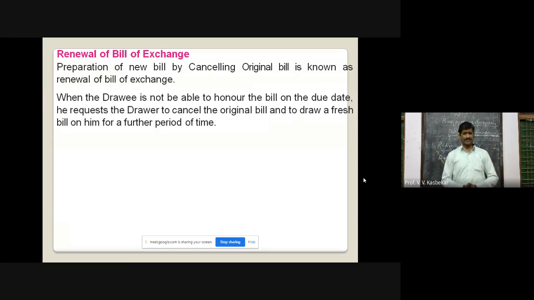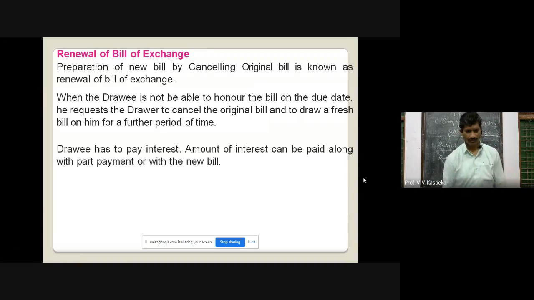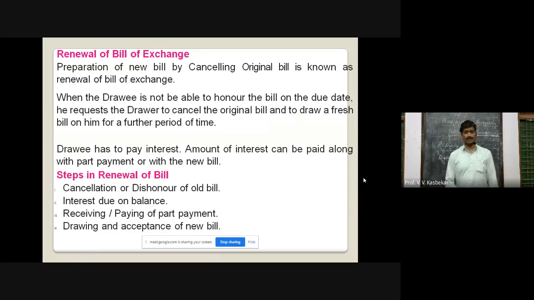When the drawee is not able to honor the bill on the due date, he can request the drawer to cancel the original bill and draw a fresh bill for a further extended period, maybe for the entire amount or maybe for part of that amount. But the drawee has to pay interest over the amount, which can be paid along with part payment or with the new bill. We are going to study in detail with an example.